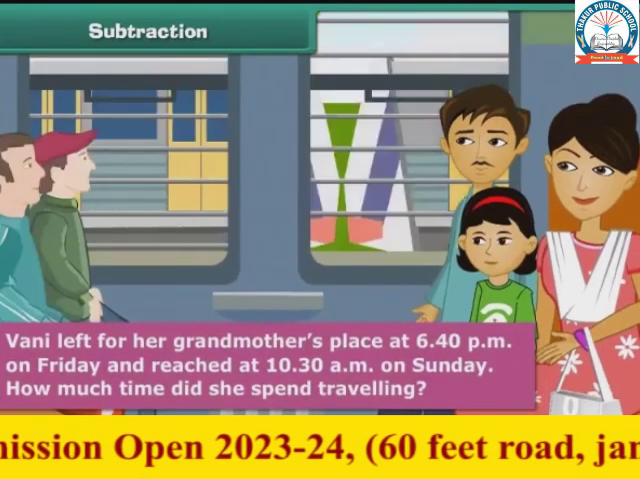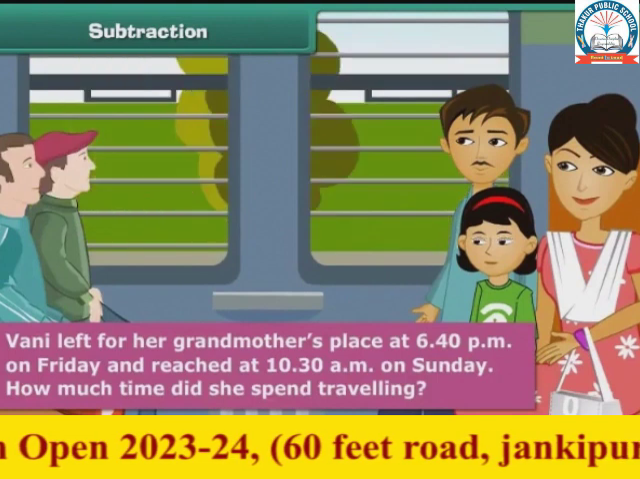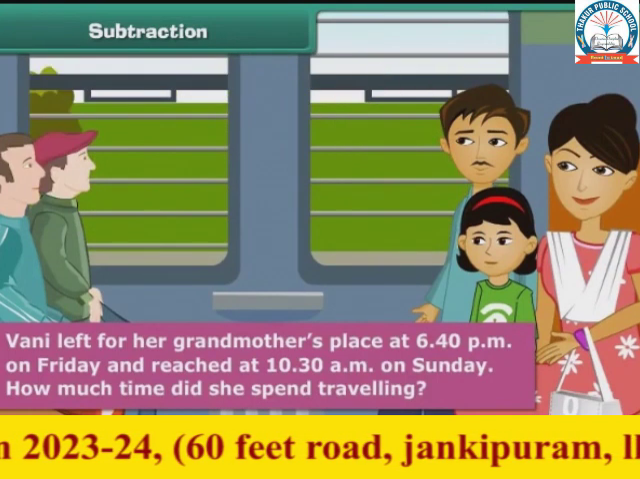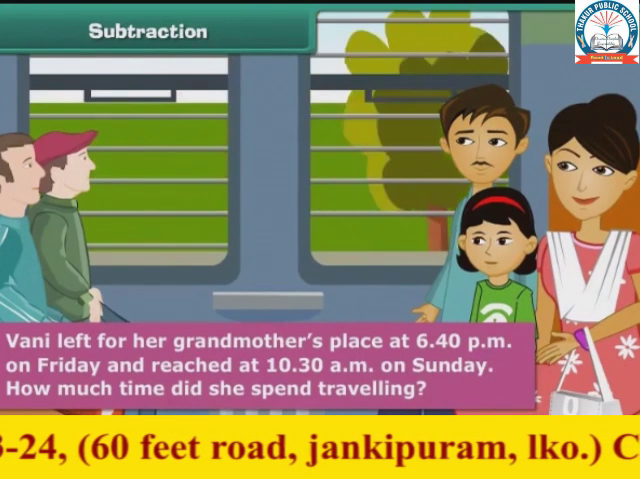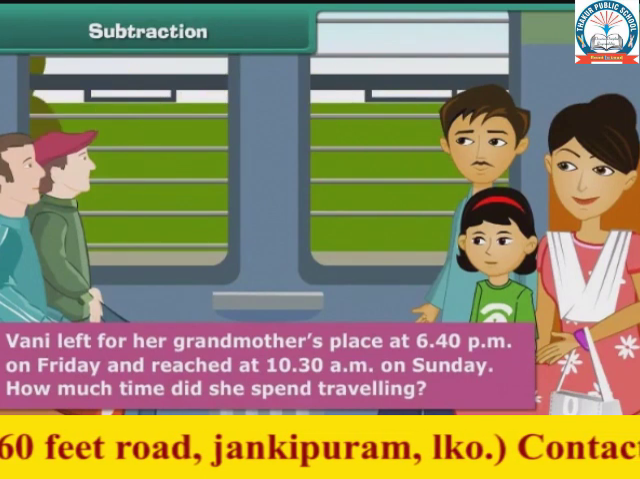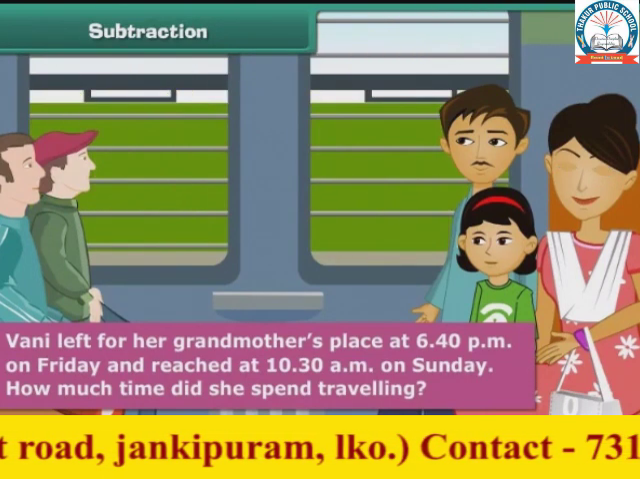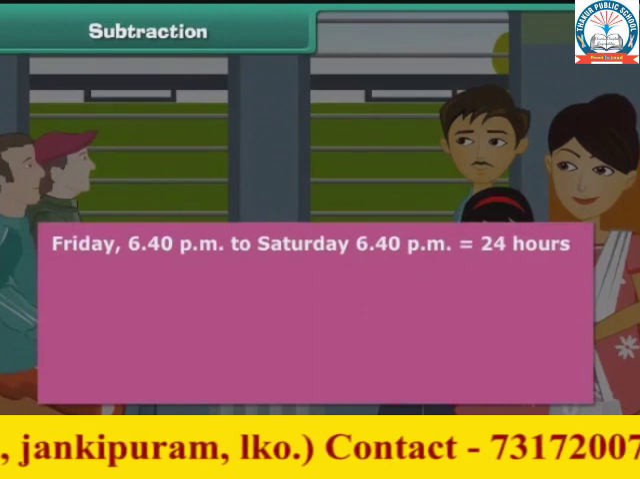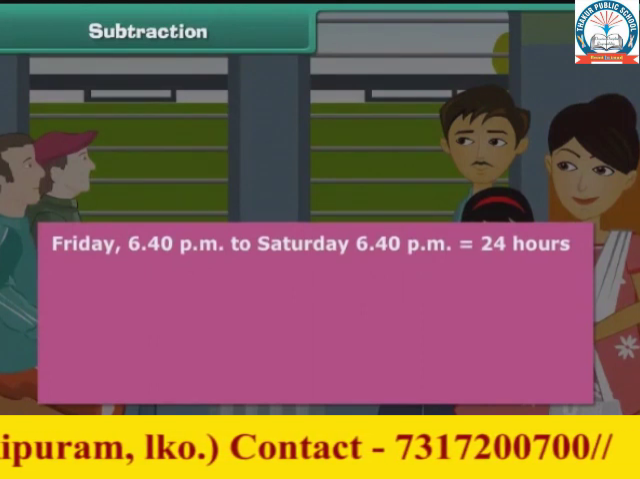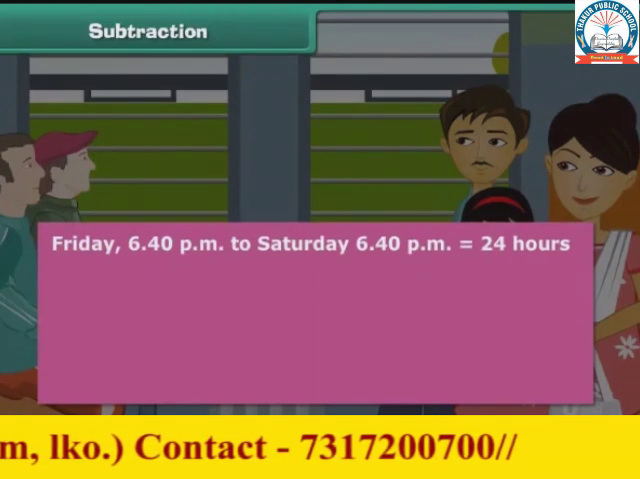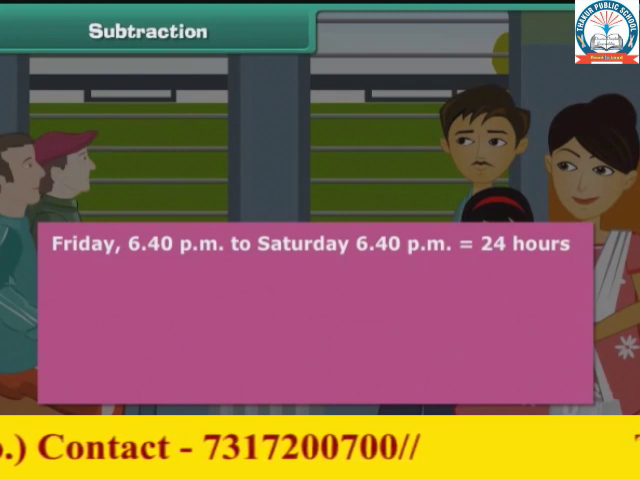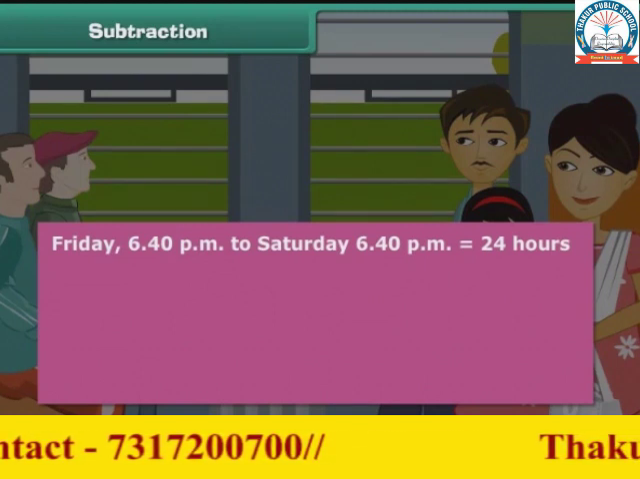Vani left for her grandmother's place at 6:40 p.m. on Friday and reached at 10:30 a.m. on Sunday. How much time did she spend traveling? Friday 6:40 p.m. to Saturday 6:40 p.m. is equal to 24 hours. Let us now use the 24-hour clock.